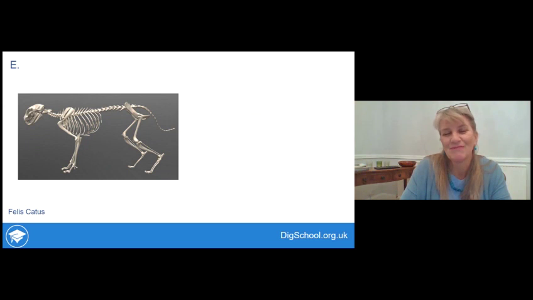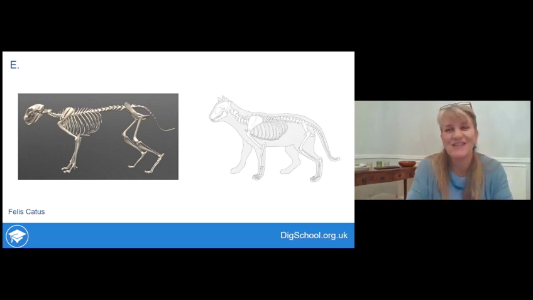So here's the next one, Felis catus. Okay, so you've had a bit of a chance to think about which of the outlines on your book match up with this one. And this, again, once you get the outline on, perhaps you can see it a bit more clearly. It's a domestic cat.